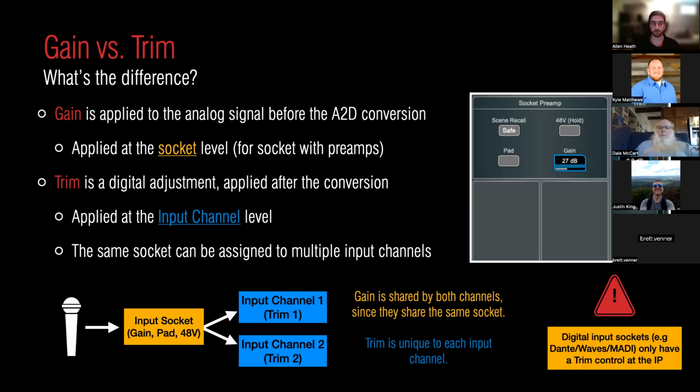And it's also important to note that a digital signal like Dante or Waves or MADI, if that's coming in to your console through a card, obviously that's only going to have a trim control because it's already digital by the time it reaches your console. So you don't have control over the analog gain in that case.